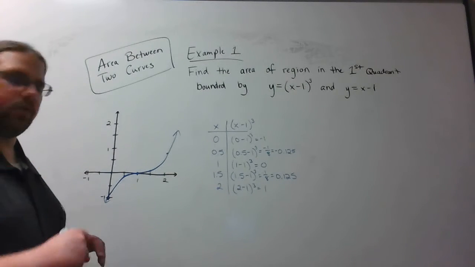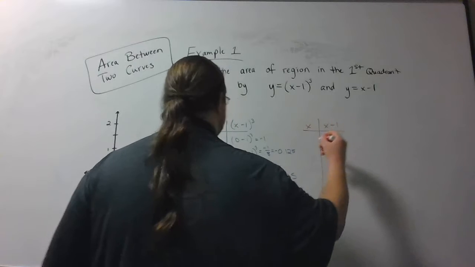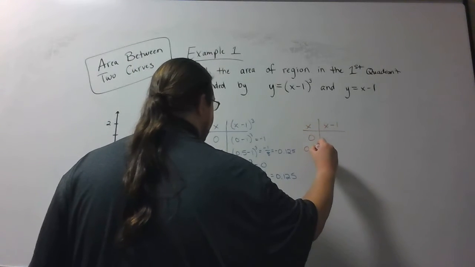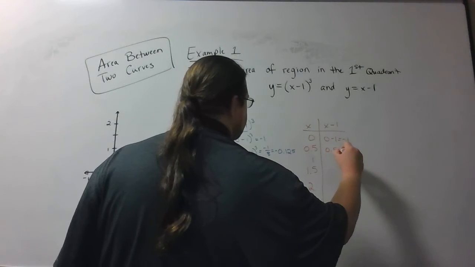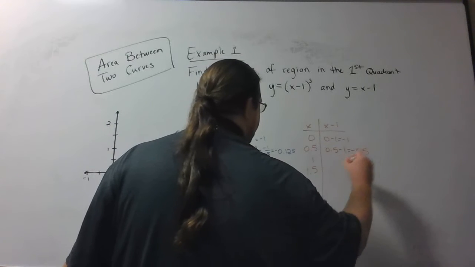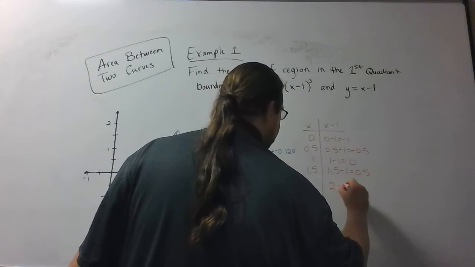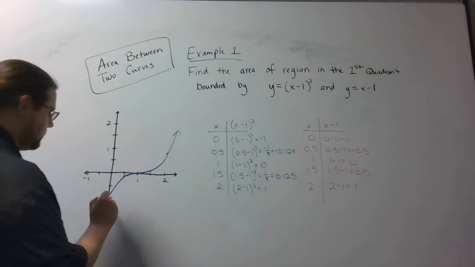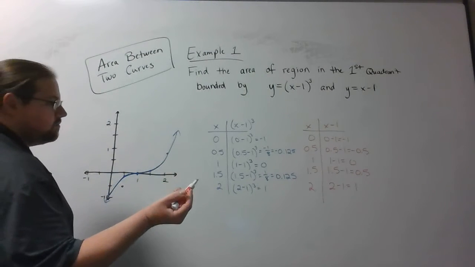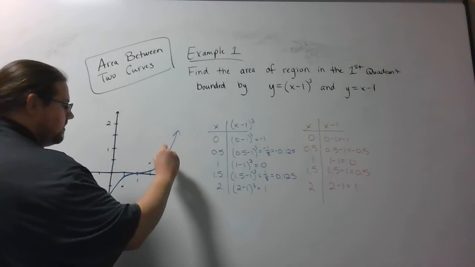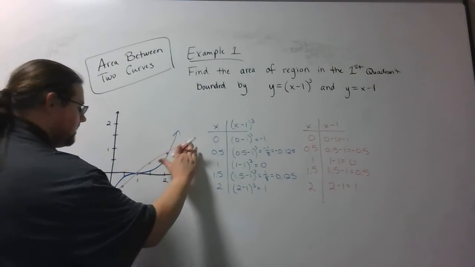Now I'm going to do the other one in red. Hopefully you remember x minus 1 is a line. I'm just going to plug in the same numbers: 0, 0.5, 1, 1.5, and 2. Plugging in 0, 0 minus 1 is negative 1. 0.5 minus 1 makes negative 0.5. 1 minus 1 makes 0. You see where I'm going with this? I've got negative 1, the same point down here, then negative 0.5, which is right there, then 0, 0.5, and 1.